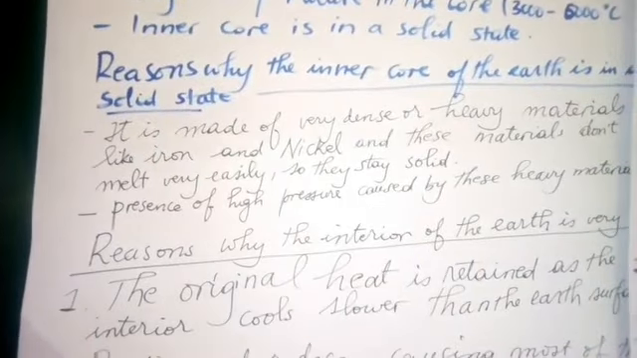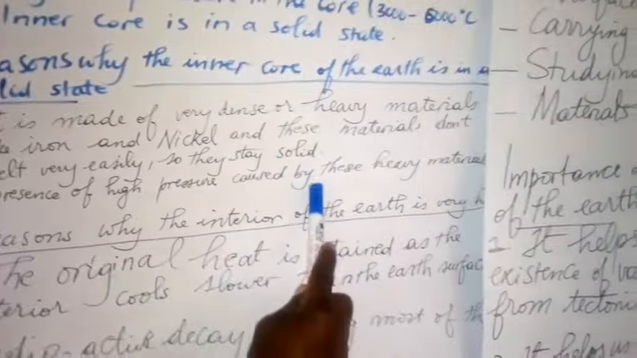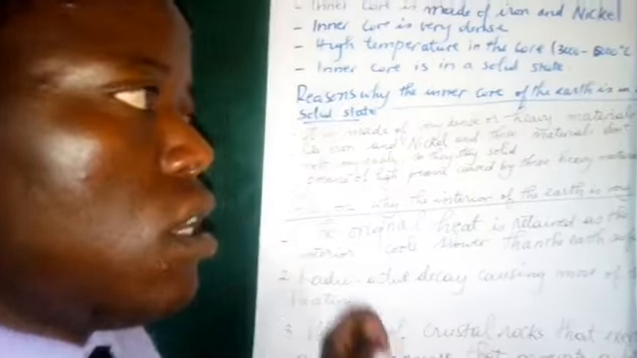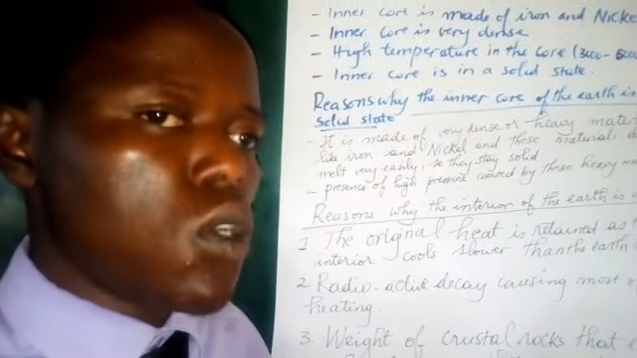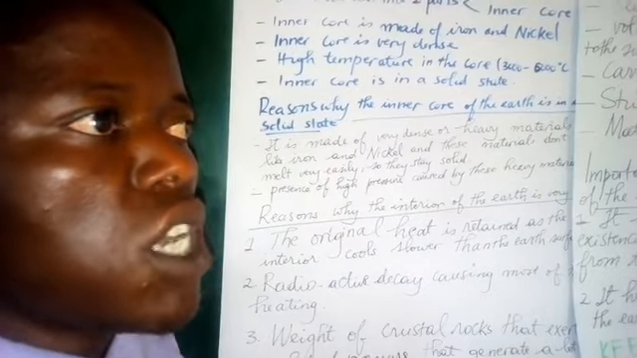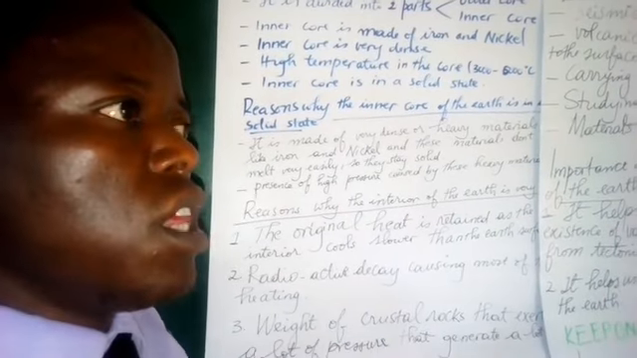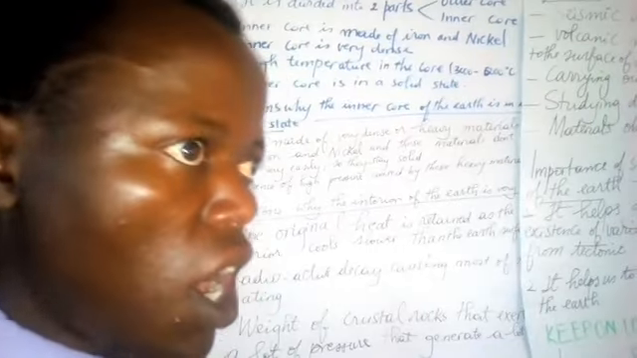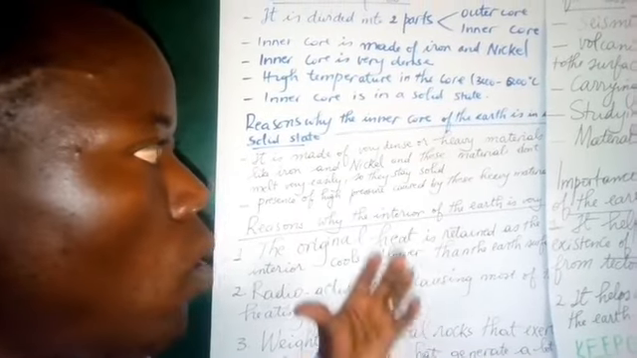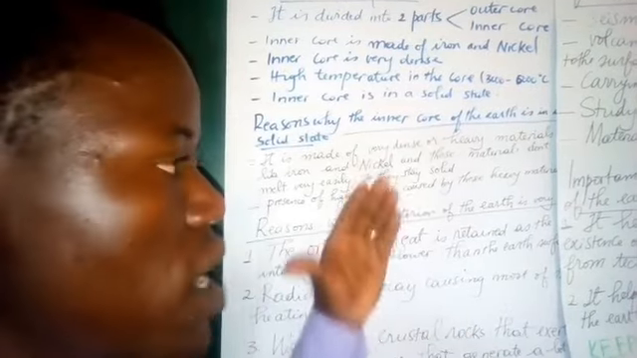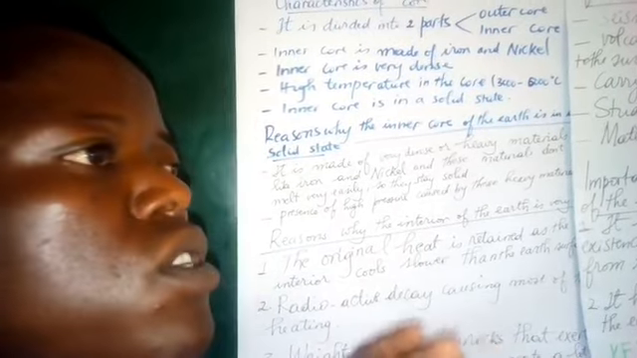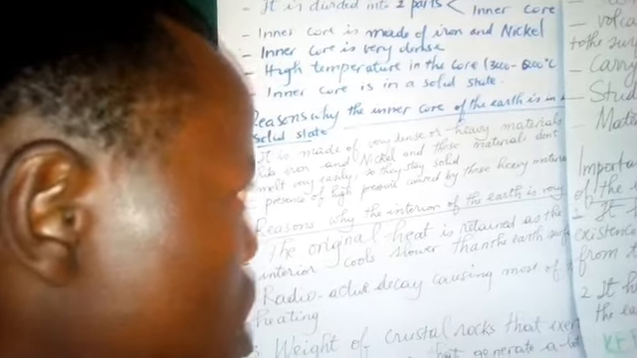Reason number 2: presence of a great pressure caused by those heavy materials. Because the inner core is made up of those heavy minerals including iron and nickel, they cause a great pressure, and that great pressure cannot allow those minerals or rocks found in this layer to be in a liquid state. They always stay in a solid state.